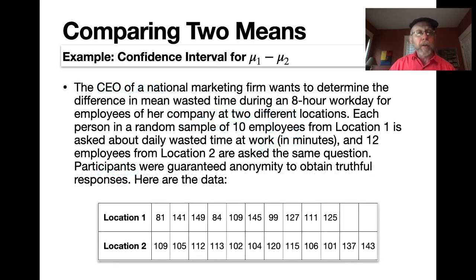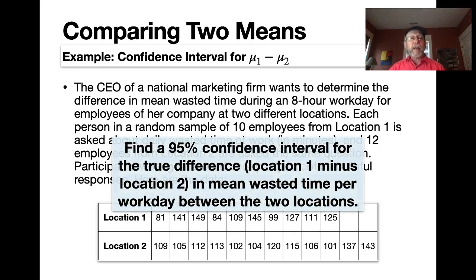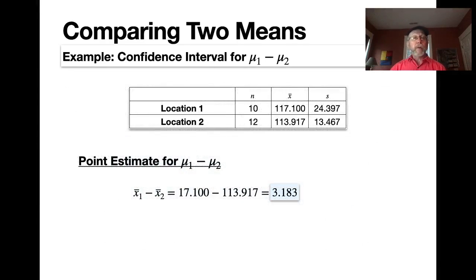Again, we have the self-reported time spent wasting time at work in an 8-hour day from both locations. Let's begin by finding a 95% confidence interval for the true difference, location 1 minus location 2, in mean wasted time per workday between the two locations. So let's just walk through it. The data that we need is summarized in our table of sample sizes, sample means, and sample standard deviations. So the first thing we would do is pull out our point estimate for mu1 minus mu2.